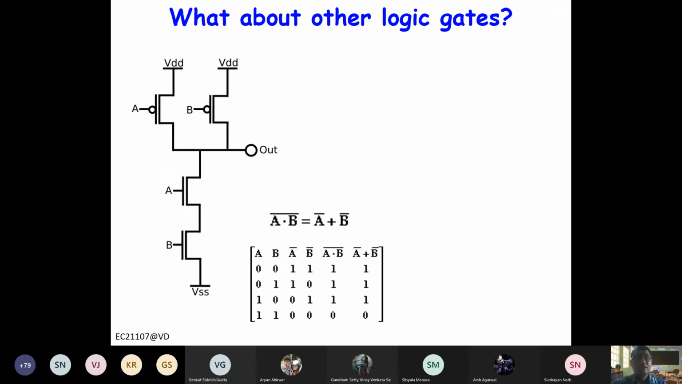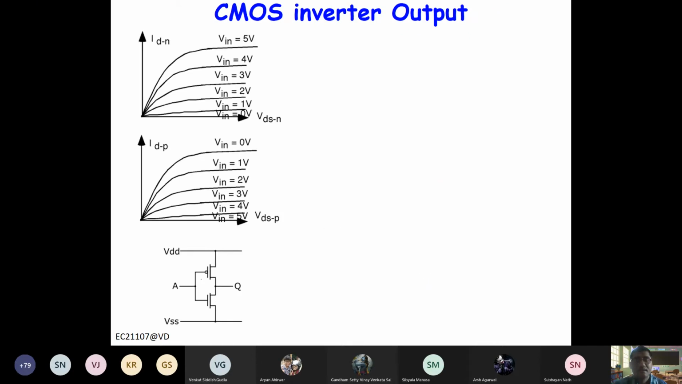So we have discussed the CMOS. CMOS is basically complementary MOS, so both NMOS and PMOS are there. And this is a NAND logic. We have discussed the layout. This is the output characteristic of the CMOS.